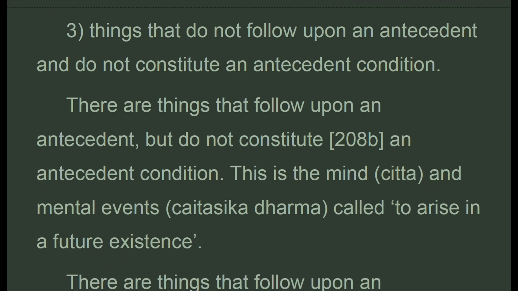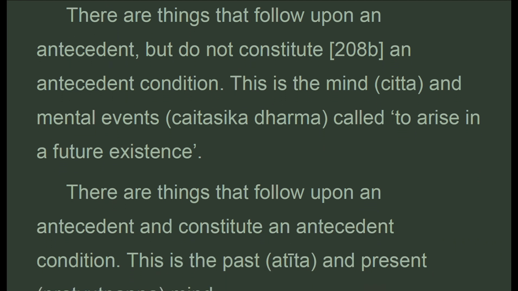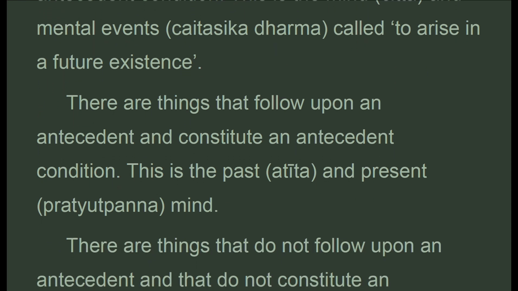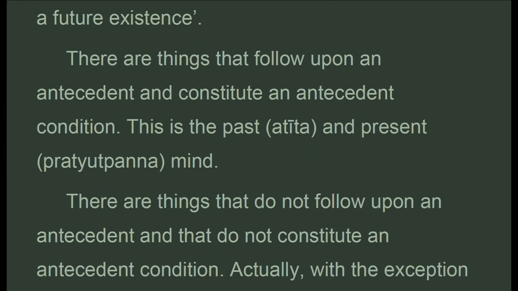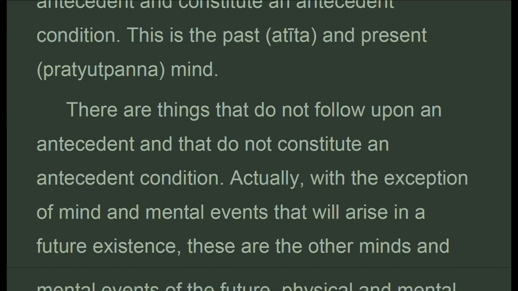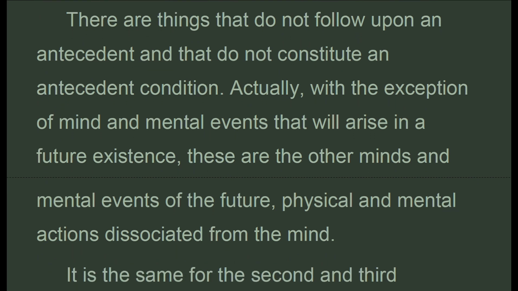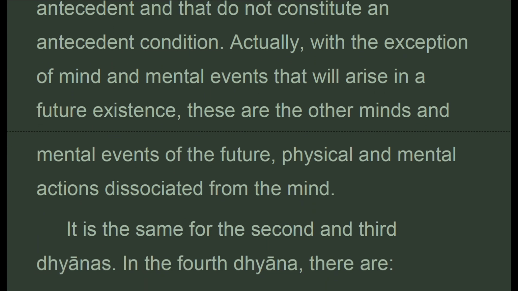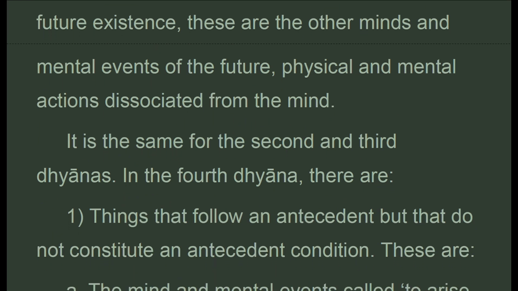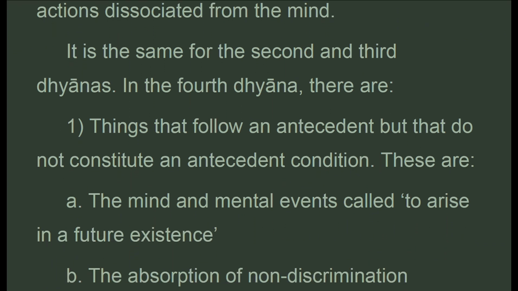There are things that follow upon an antecedent but do not constitute an antecedent condition. This is the mind and mental events called to arise in a future existence. There are things that follow upon an antecedent and constitute an antecedent condition. This is the past and present mind. There are things that do not follow upon an antecedent and that do not constitute an antecedent condition. Actually, with the exception of mind and mental events that will arise in a future existence, these are the other minds and mental events of the future, physical and mental actions dissociated from the mind.